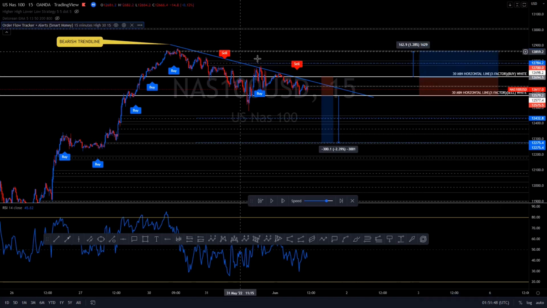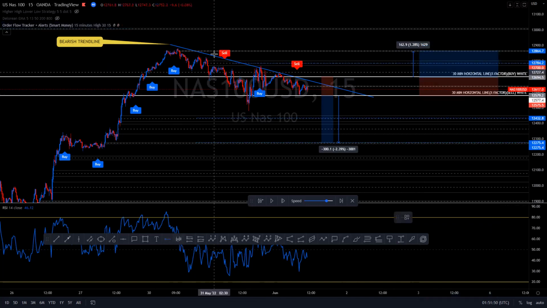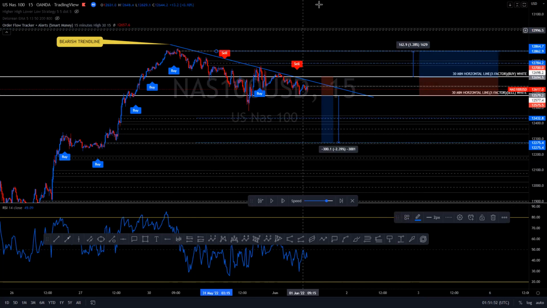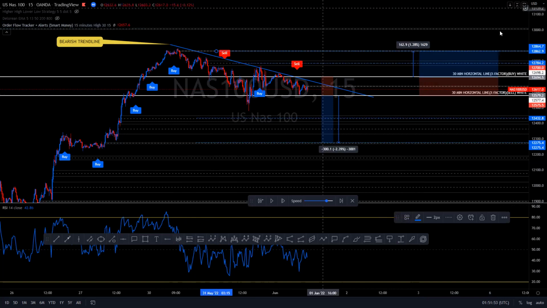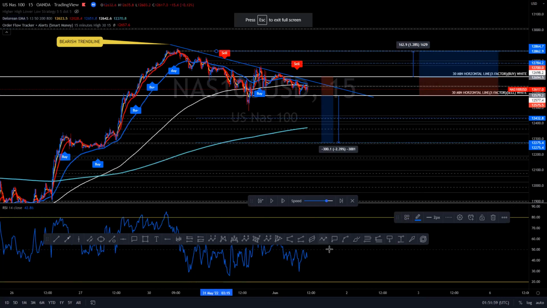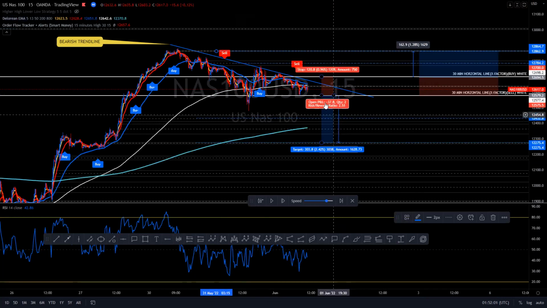So then I end up setting my alarms and my risk to reward tools. And then basically I waited for the 9:30 bell. Then, of course, the next thing I did was turn on my Delorean EMA indicator. I usually use this indicator as a way to get extra confirmation.